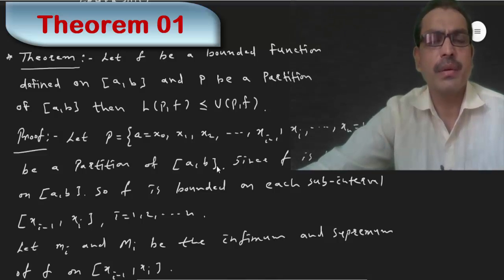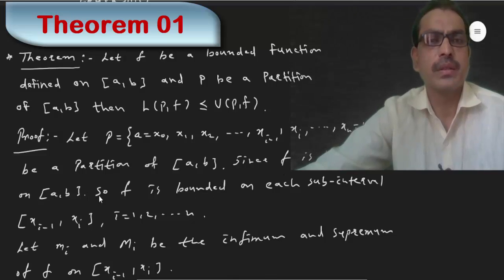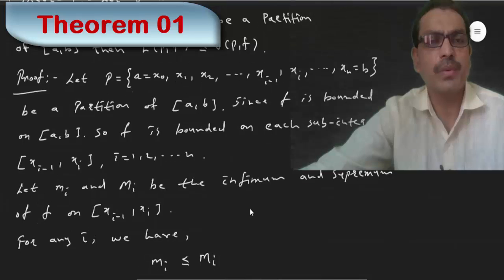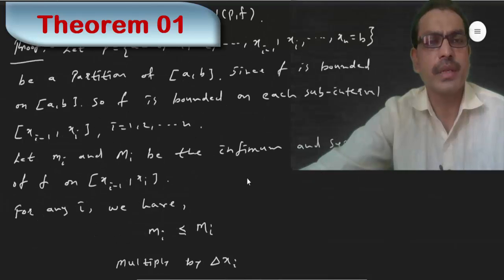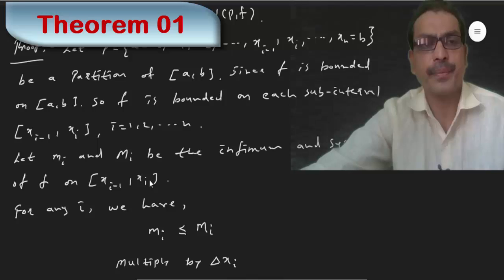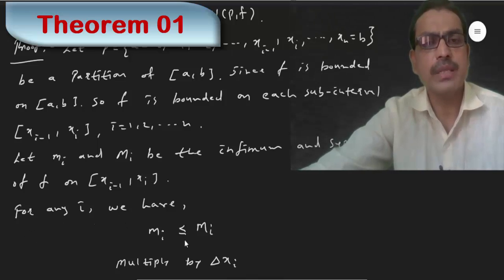And in this theorem, function f is bounded on the closed interval AB. So function f is bounded on each subinterval. Function f is bounded, therefore it has an infimum and supremum. Here we suppose small mi is the infimum and capital Mi is the supremum of the function on the closed interval [xi minus 1, xi]. Therefore for any i we have the greatest lower bound is less than or equal to the least upper bound for the ith subinterval.